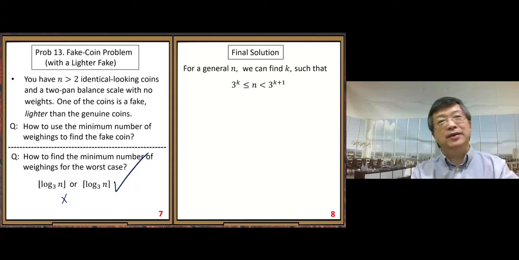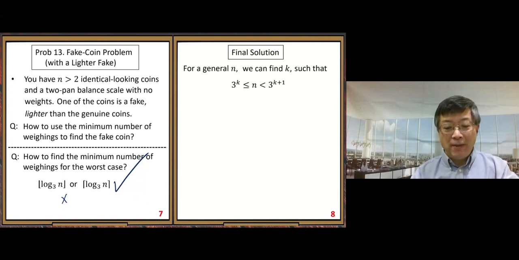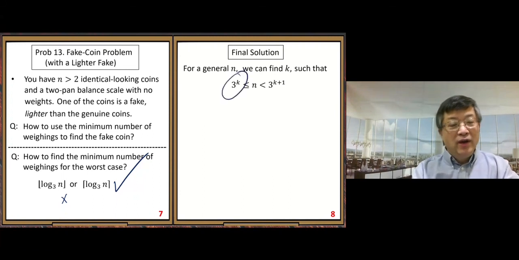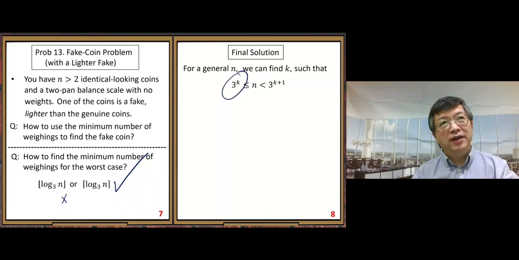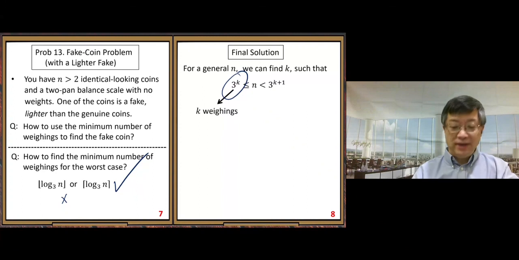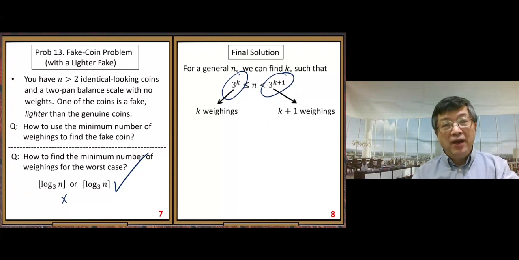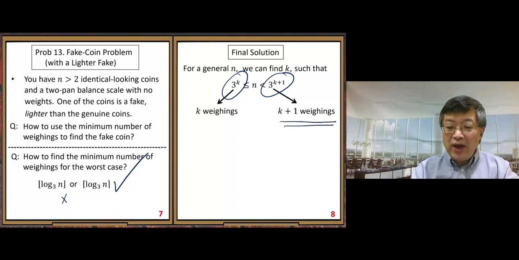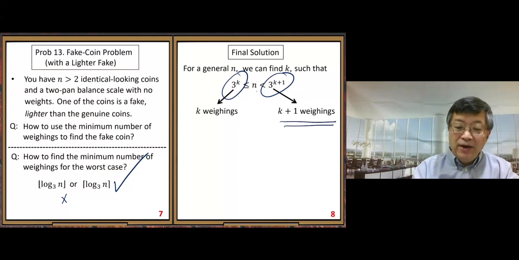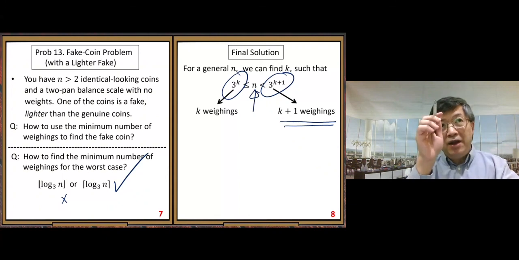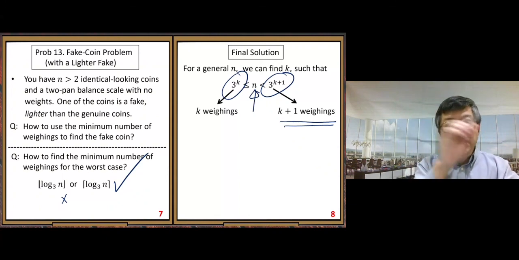All right, so now let's do this kind of imagination. When you use this many coins containing one fake, lighter fake, you need k weighings, right? Then when you have this many coins, you need k plus 1 weighings. Now you have n coins, which is a number between those two powers of 3.